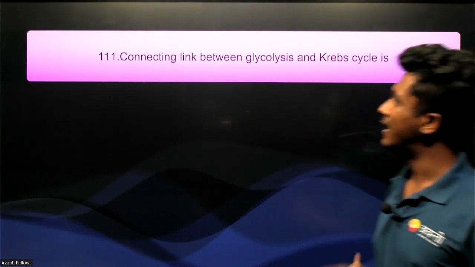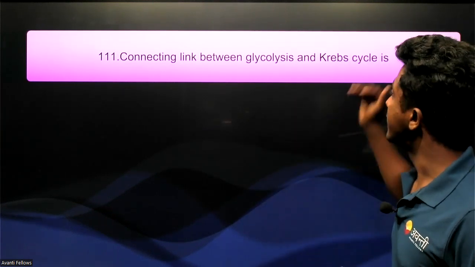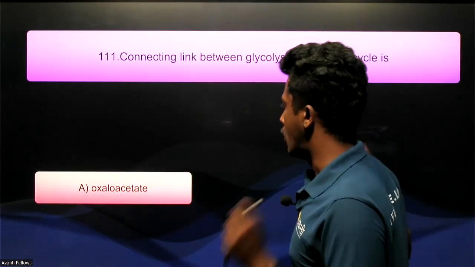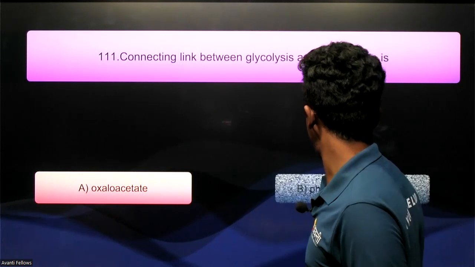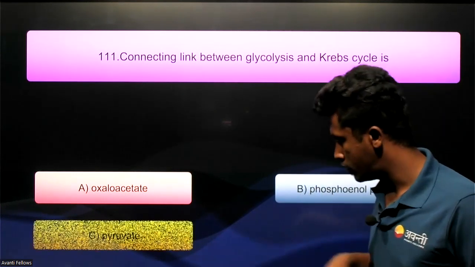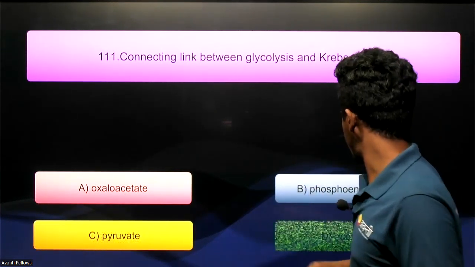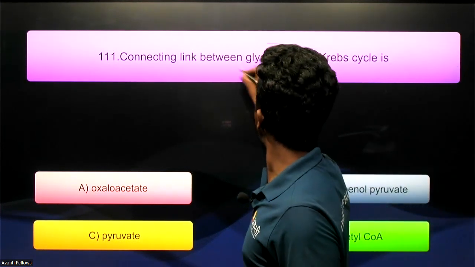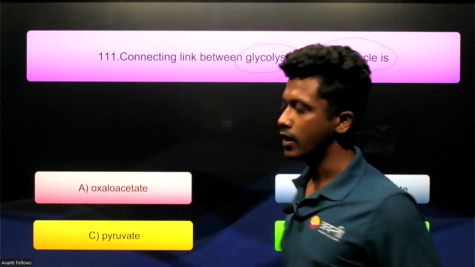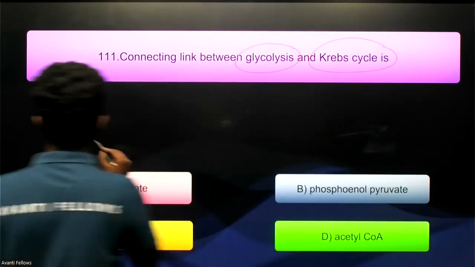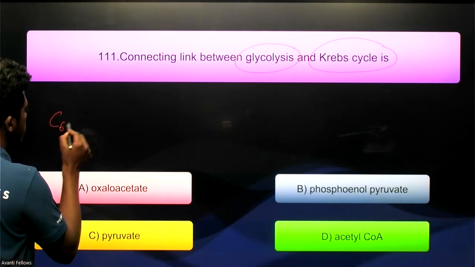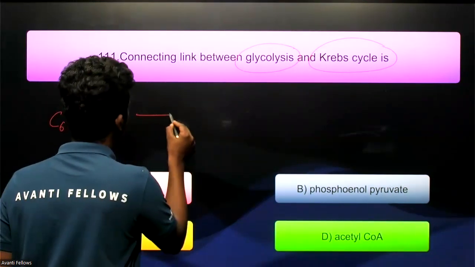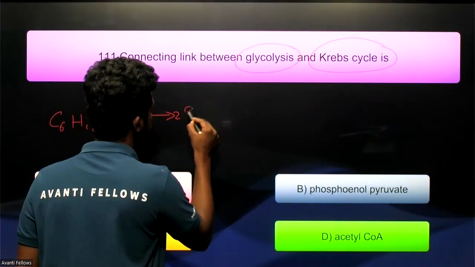So 111th question. Connecting link between the glycolysis and the Krebs cycle is. So our options are oxaloacetate, phosphoenol pyruvate, pyruvate, and acetyl CoA. So connecting link between glycolysis and Krebs cycle. So what happens in glycolysis, students? So we know that it is an anaerobic process. C6H12O6, which is the glucose, is broken down into two molecules of pyruvate.